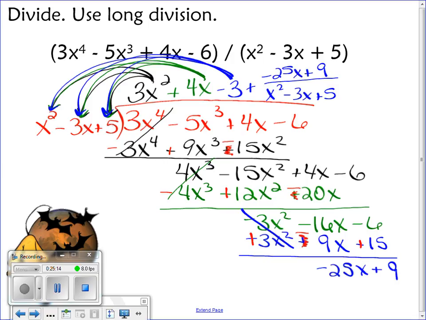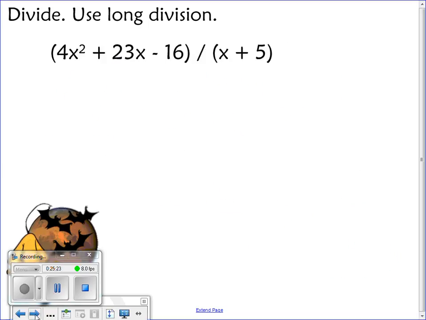How are we feeling so far? Okay, Damon told me it's not that hard, just time consuming. It's long. We doing okay, Noah? All right, why don't you guys try this one on your own?